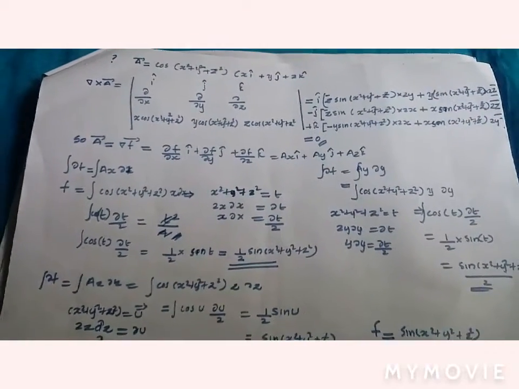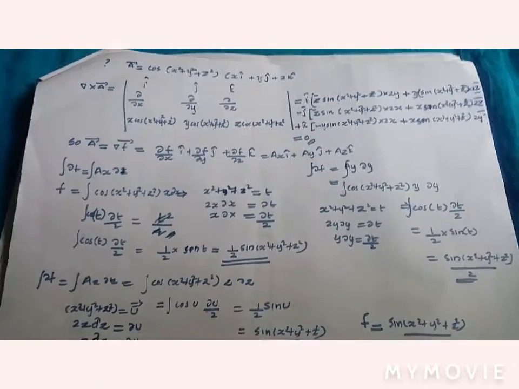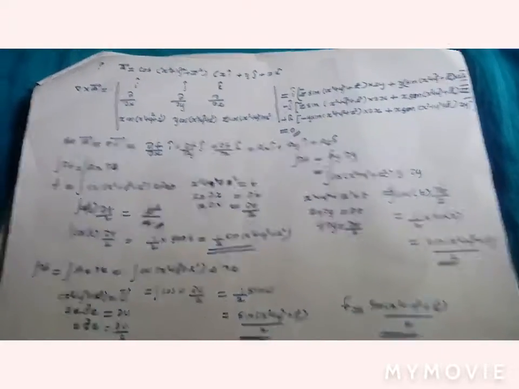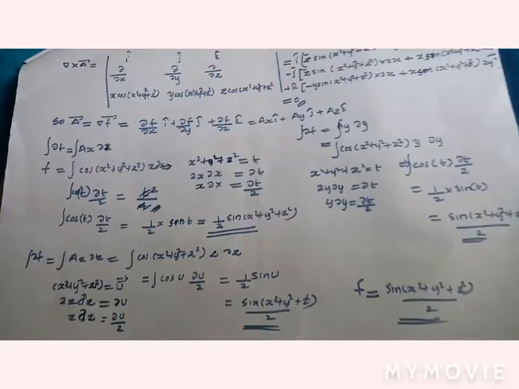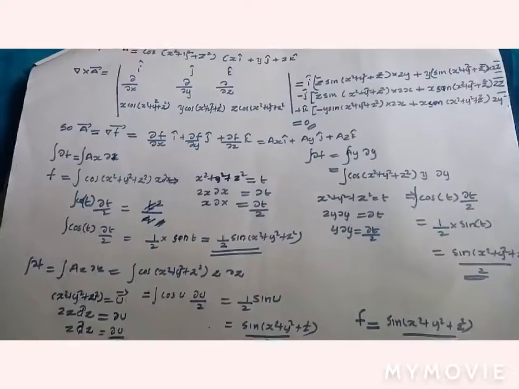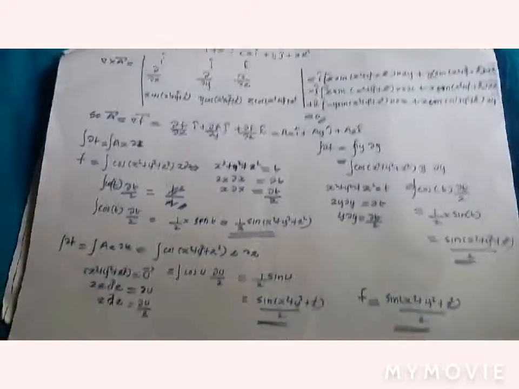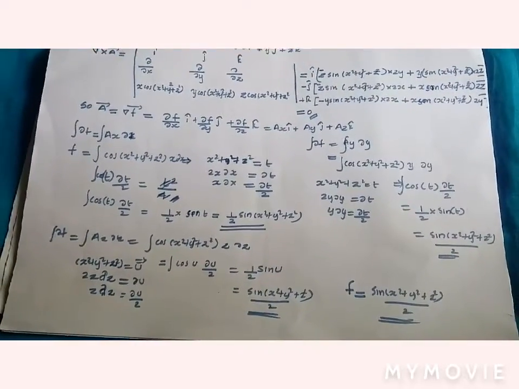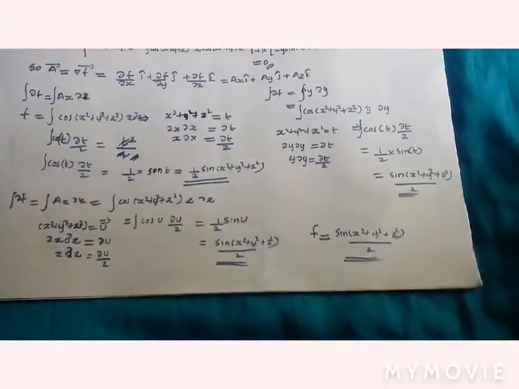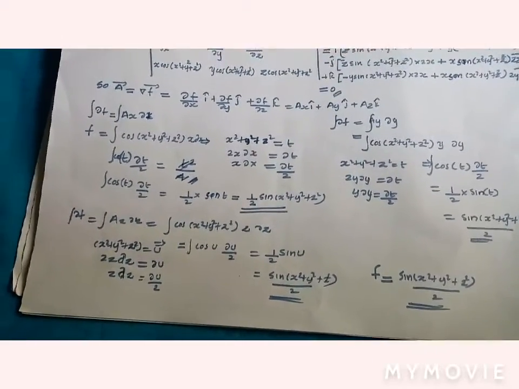From that, ∂f is equal to A x ∂x, that is f is equal to the integral of A x ∂x. From that we integrate with respect to x. We get that x² + y² + z² is t, and 2x ∂x is equal to dt, x ∂x is equal to dt/2. Substitute this, we get the integral of cos t, that is equal to sin t. So half of sin(x² + y² + z²) is the answer. Integral of ∂f with respect to y also we get sin(x² + y² + z²)/2. With respect to z also we get sin(x² + y² + z²) divided by 2.